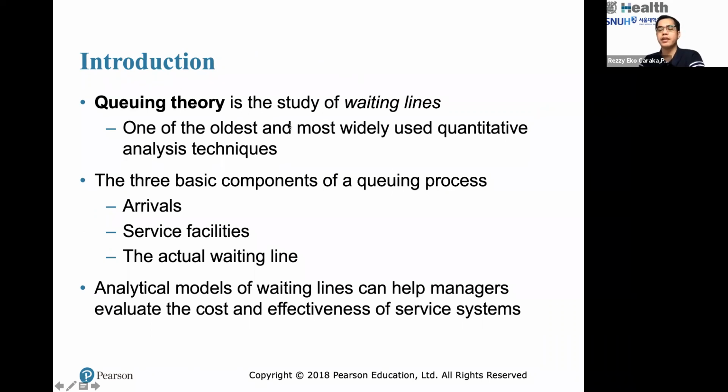These are quite old-school models and stochastic processes. They have three basic components. We're talking about the queuing process: first, the arrival itself, then the service facilities, and the actual waiting lines. The analytical models of waiting lines can help managers evaluate the cost and effectiveness of a service system.